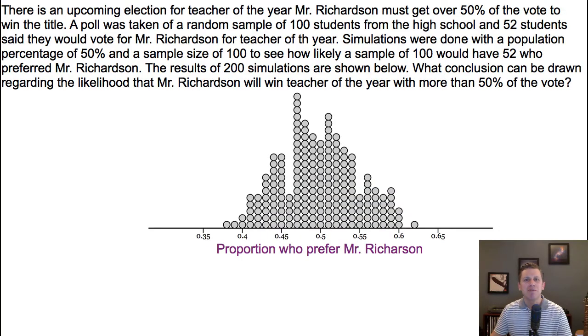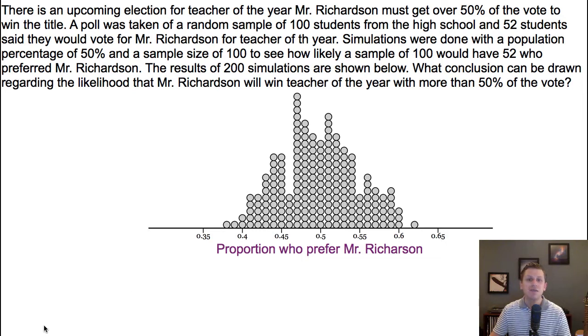Here we can see a sampling distribution from our 200 simulations. What this shows here is a bunch of little dots, and every little dot is the result of picking 100 students. This little dot here means that of the 200 simulations, one time that I did this, 62% of the students said they would vote for me. These 3 dots here show that of the 200 times I did this simulation, 3 of those times, 60% of the students said they would vote for me.